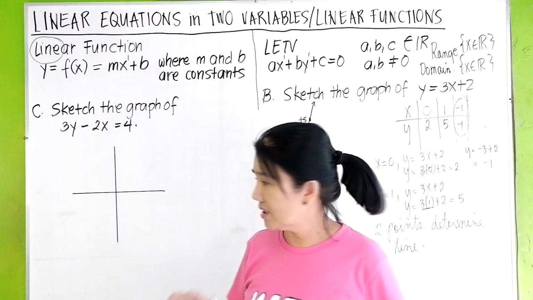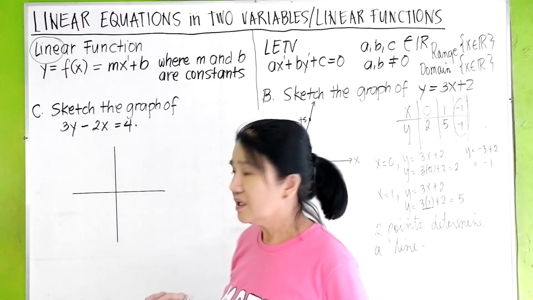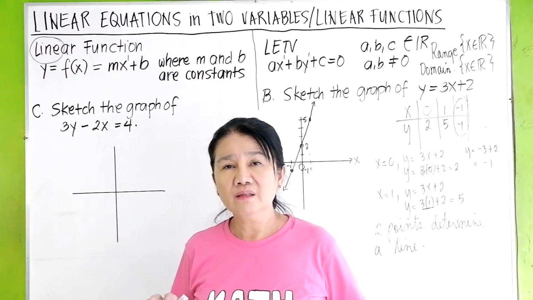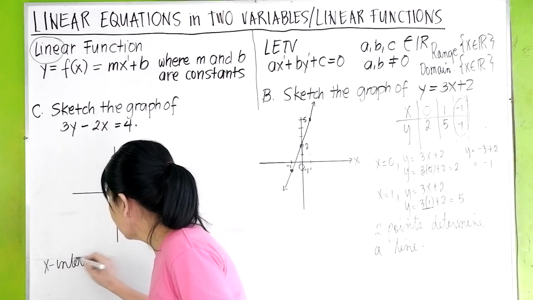The X-intercept is the value of x when y is 0. And the Y-intercept is the value of y when x is 0. Let me write that. X-intercept.